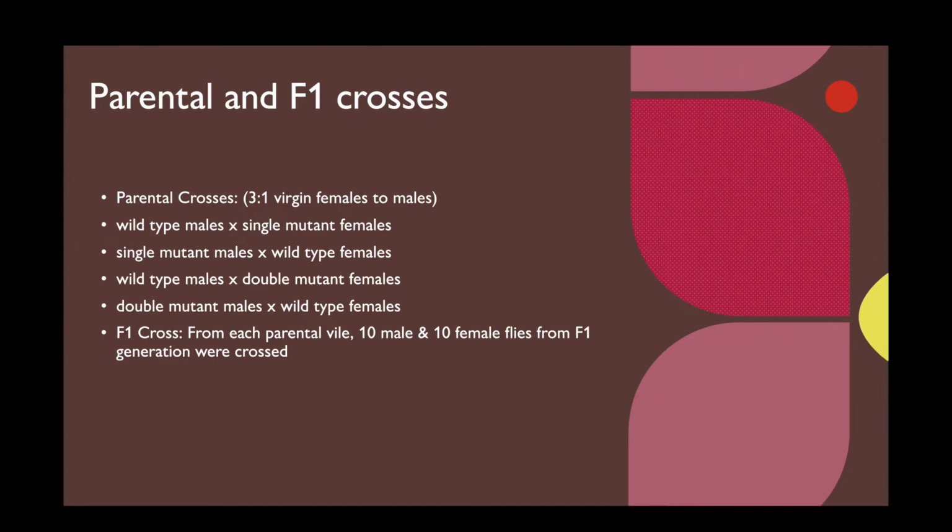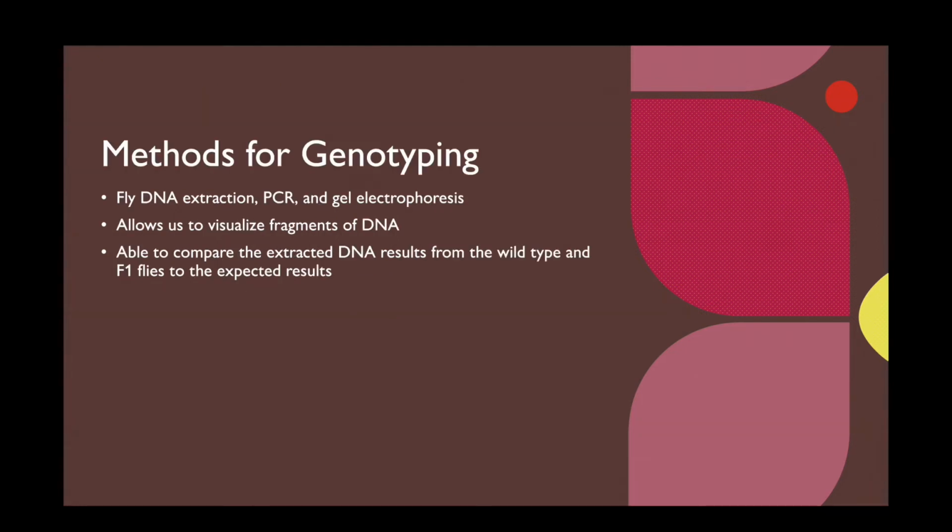From each parental vial, 10 males and 10 female flies from the F1 generation were crossed. The general steps to this method's portion of the lab were that flies were first anesthetized using FlyNap and were then sexed under the microscope, and the number of males and female flies were taken note of in our lab notebooks. After that, the crosses were made, and adult flies were cleared a week later.